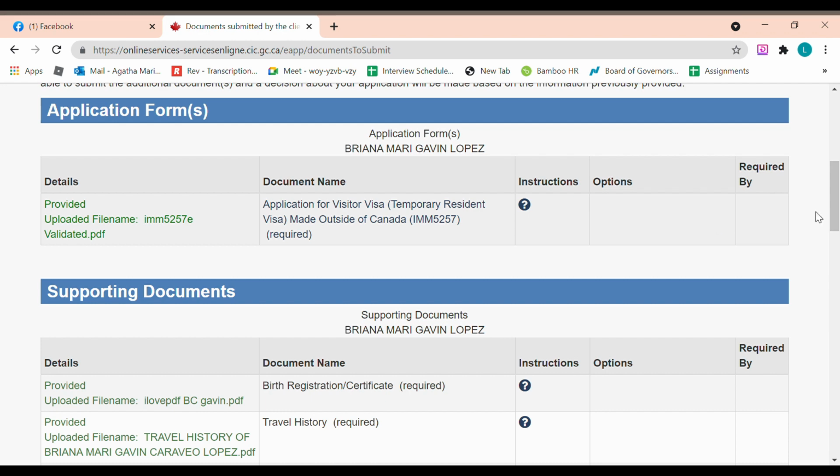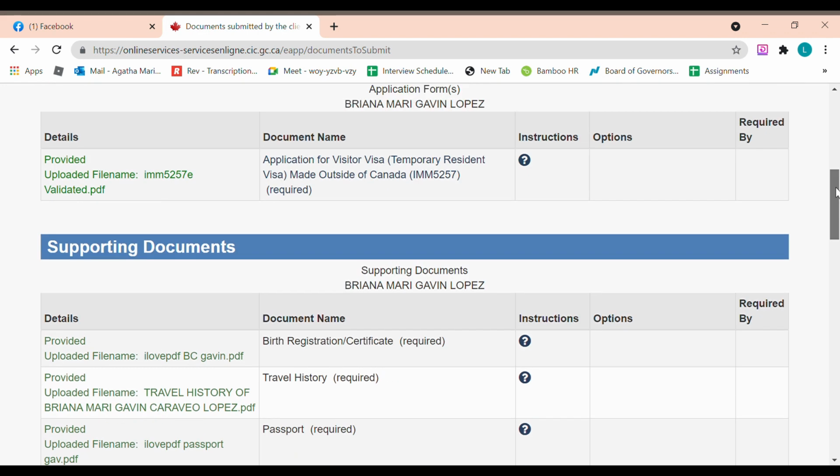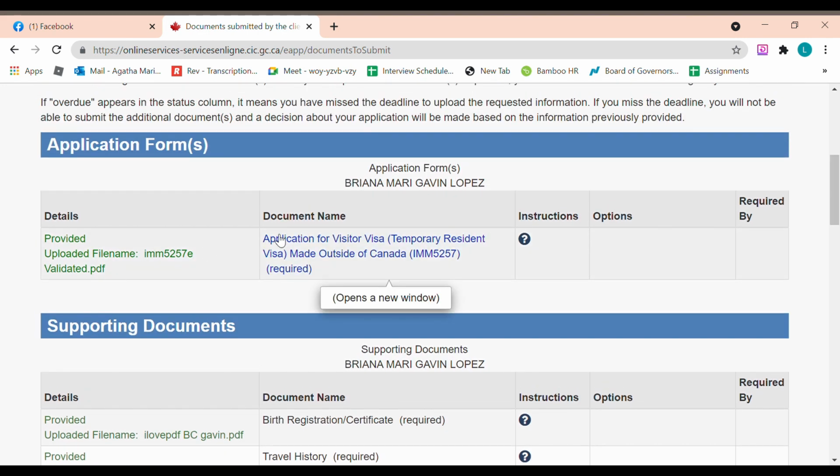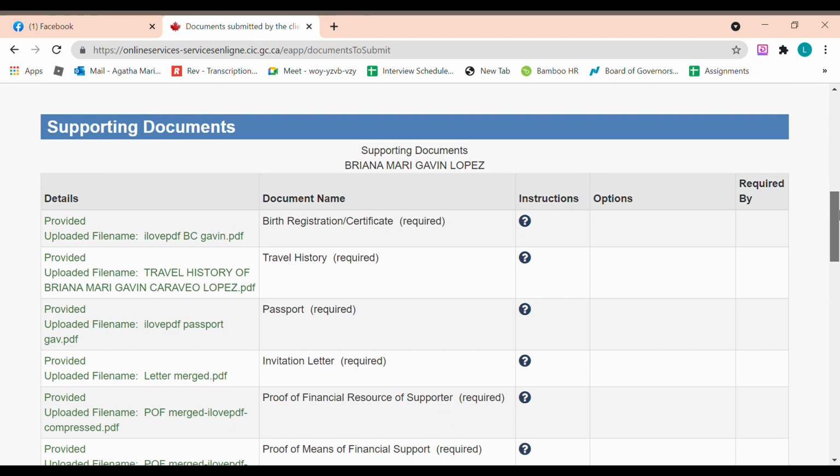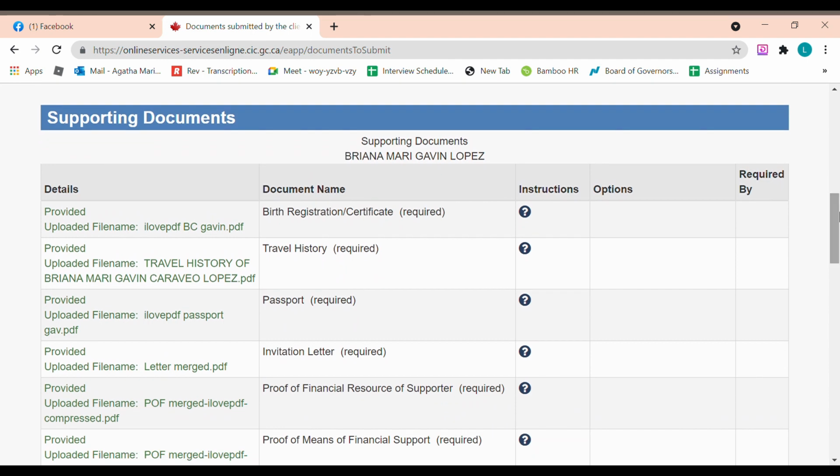All right, so first is the application form. This is the application for visitor visa or TRV made outside of Canada. So this is mandatory, definitely very important. And you do have the supporting documents. These are also mandatory. You have to provide the birth registration or certificate of the applicant, and then travel history.